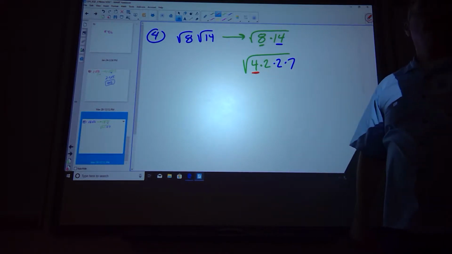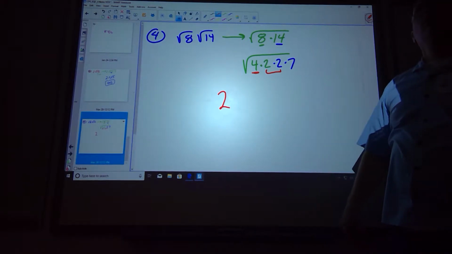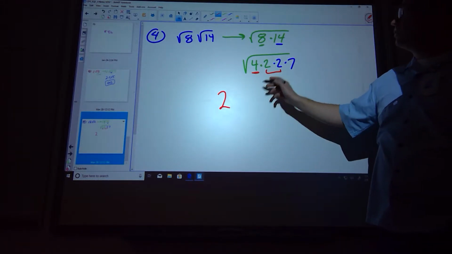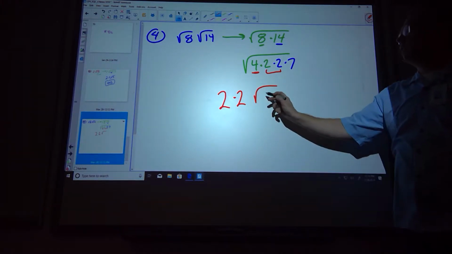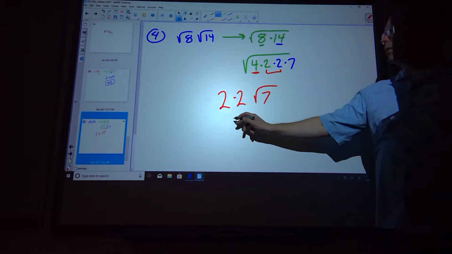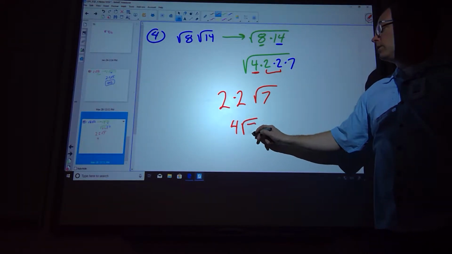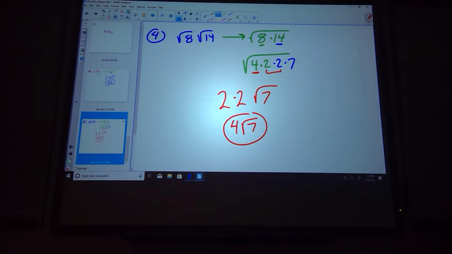So let's figure out our perfect squares. Square root of 4 is 2. Hey, does this also multiply together to give me 4? Does that multiply to give me 4? So what's the square root of 4 again? 2. So another 2 is coming outside. What's still left behind? 7. Hey, what's our answer? 4 square root 7. 4 square root of 7. Sort of right. Cool. What else did you come across? Yeah.